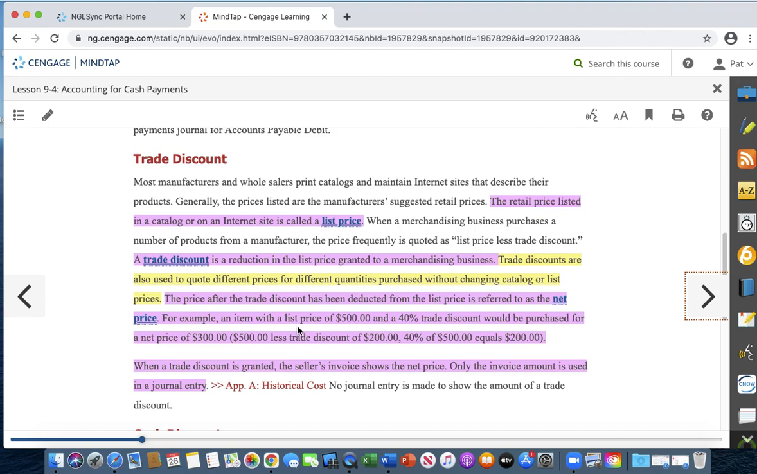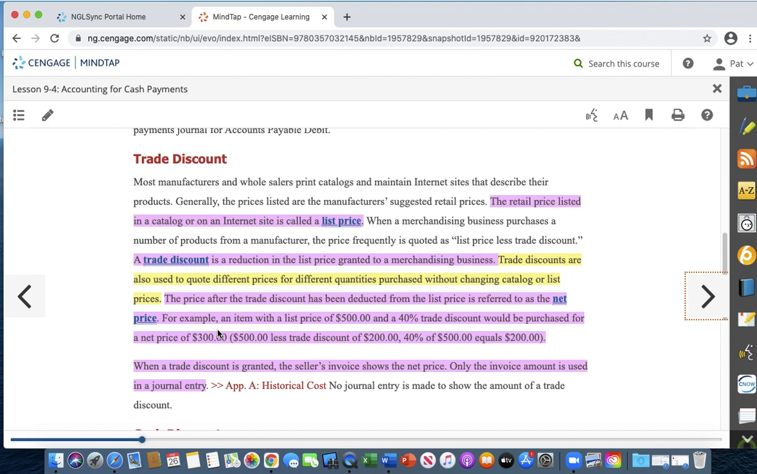And they give us an example. If the list price was $500, the amount in the catalog, and we were able to get a 40% trade discount, our net price, the actual amount we're paying, would be $300. So it's the $500 list price minus the trade discount, which means we would pay the $300. So you're going to have to do a little math.